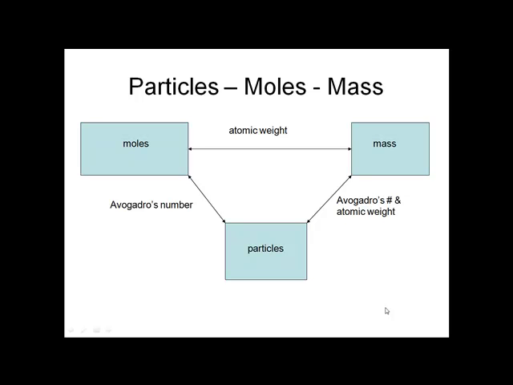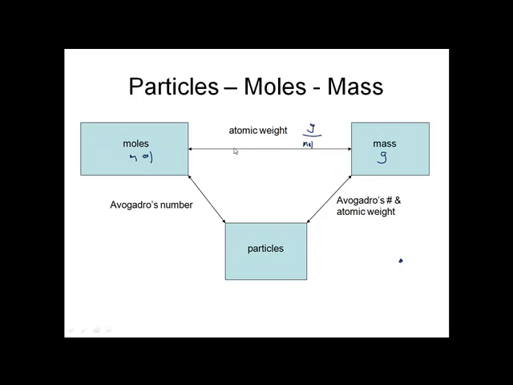All right, we can use Avogadro's number and the atomic weight to now use them as conversion factors. Remember, we said our atomic weight is measured in grams per mole. Since our mass is in grams, and obviously our number of moles is in mole, we can use that atomic weight as a conversion factor.